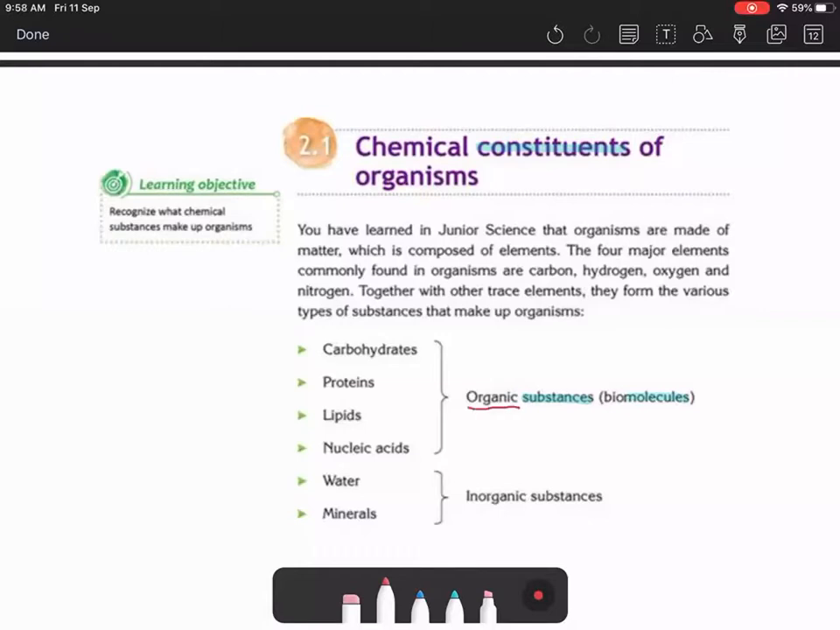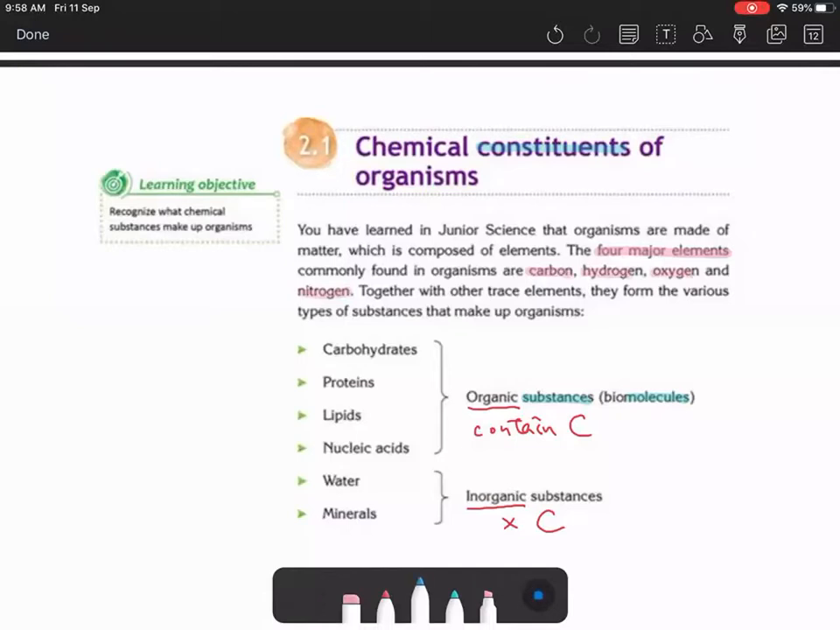Just a short revision, okay? We call them organic because they contain carbon, right? Contain carbons. Inorganic means there is no carbon. And there are 4 major elements in your bodies. Actually, you highlighted all these last time, I just give you a summary. The 4 major elements are carbon, hydrogen, oxygen, and nitrogen, okay?